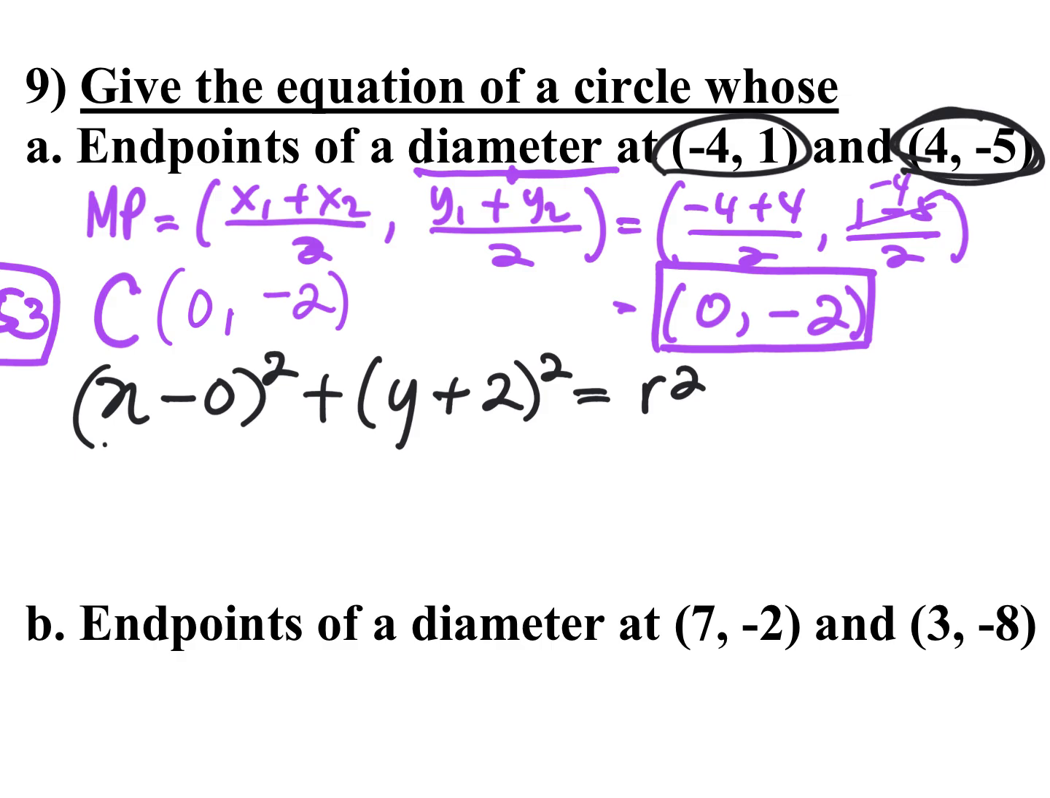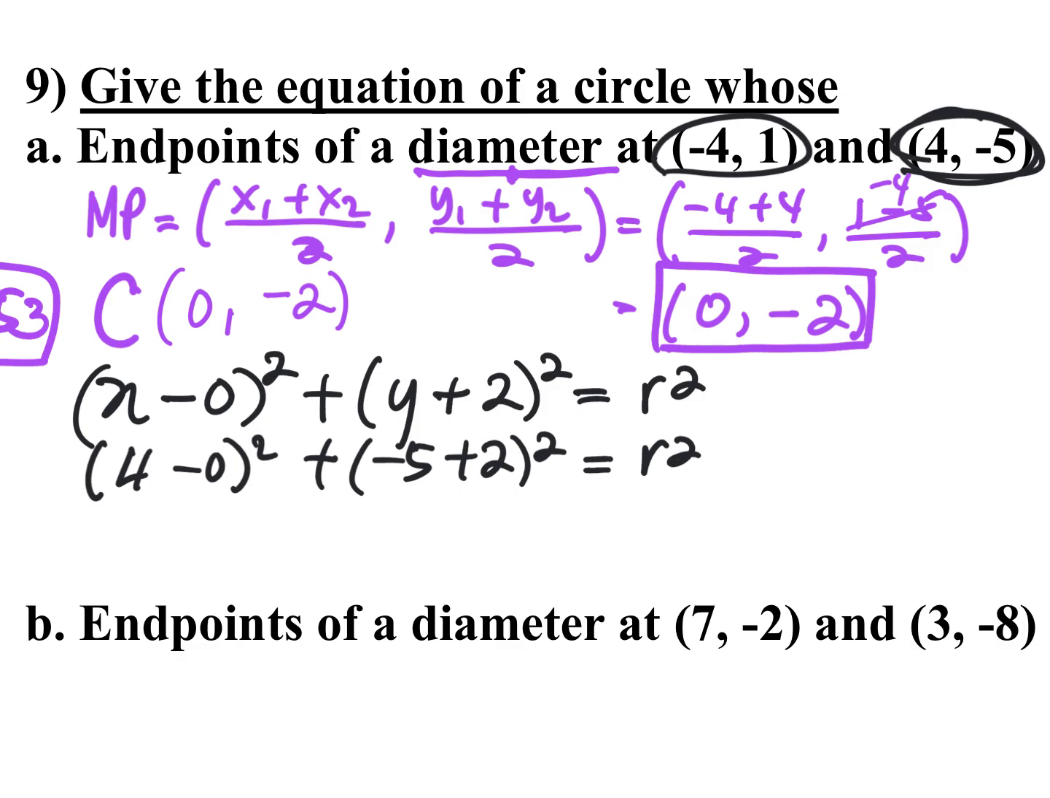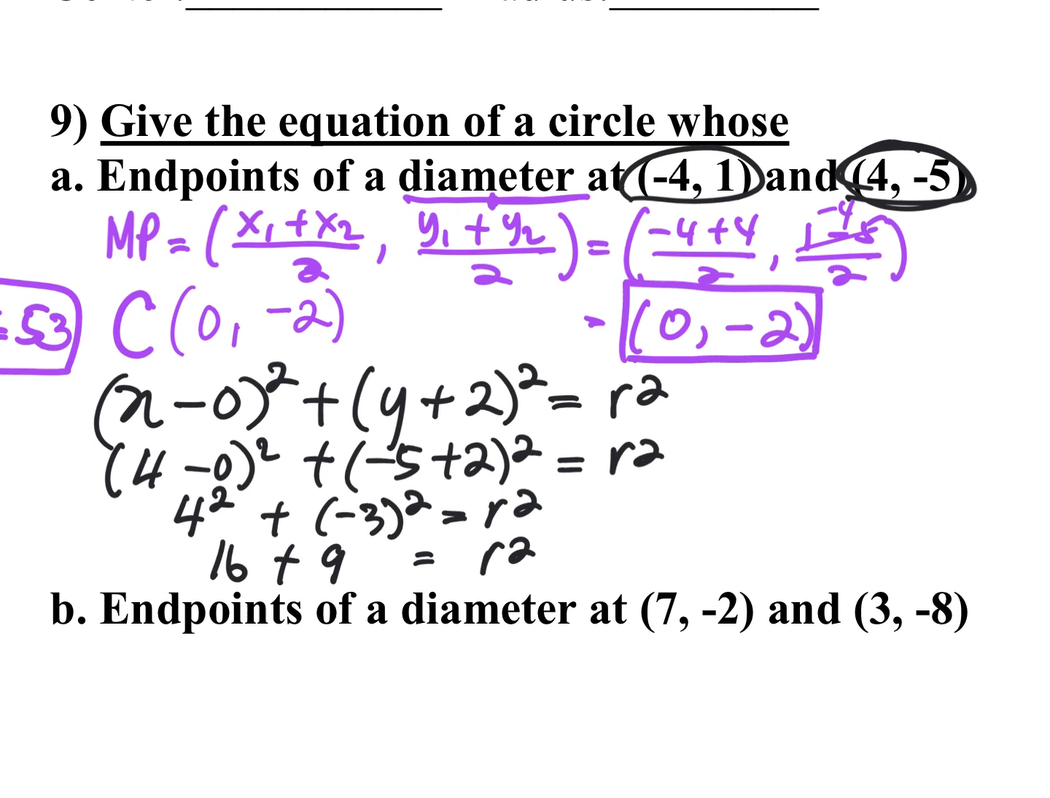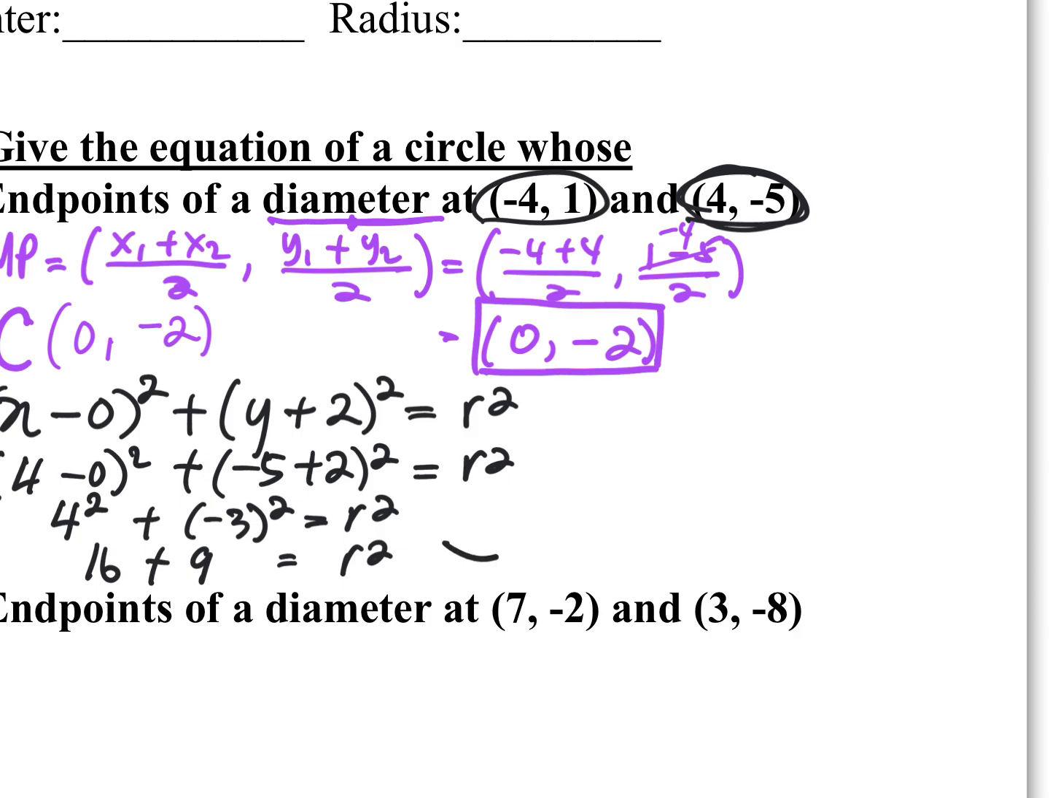So my x here is going to be (4 − 0)² + (−5 + 2)². That's going to give me my radius squared. 4 minus 0 is the same as 4, so 4² plus (−5 + 2) is −3, squared, is equal to r². 16 plus 9 is going to give you your r², and 16 plus 9 is 25. Therefore, my r² is equal to 25.